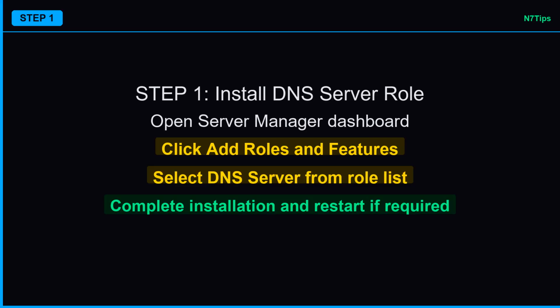The first step is installing the DNS Server role on your Windows Server machine. Open Server Manager from your taskbar or dashboard. Then navigate to Add Roles and Features. This opens a wizard that walks you through the installation process. Make sure you're on the correct server, then scroll through the role list and select DNS Server. The system will show you any required features that need to be installed alongside it. Go through the confirmation screen and complete the installation. Your server might need to restart, so plan accordingly and make sure you won't interrupt any running services. Once the installation completes, DNS Server will be running on your machine and ready to be configured.